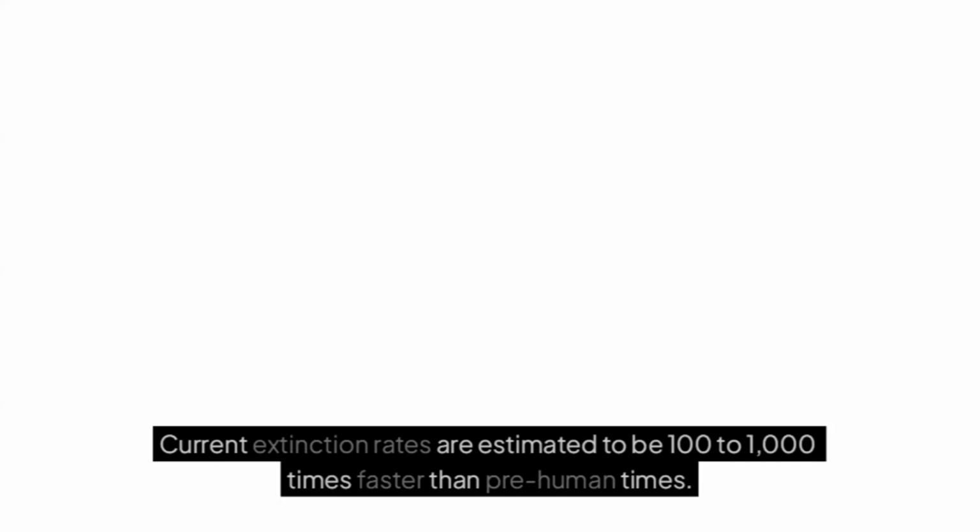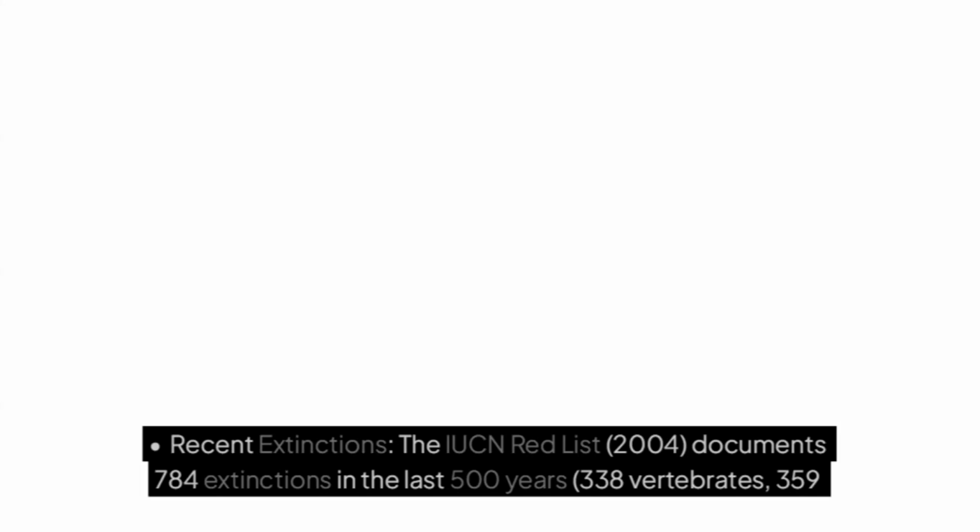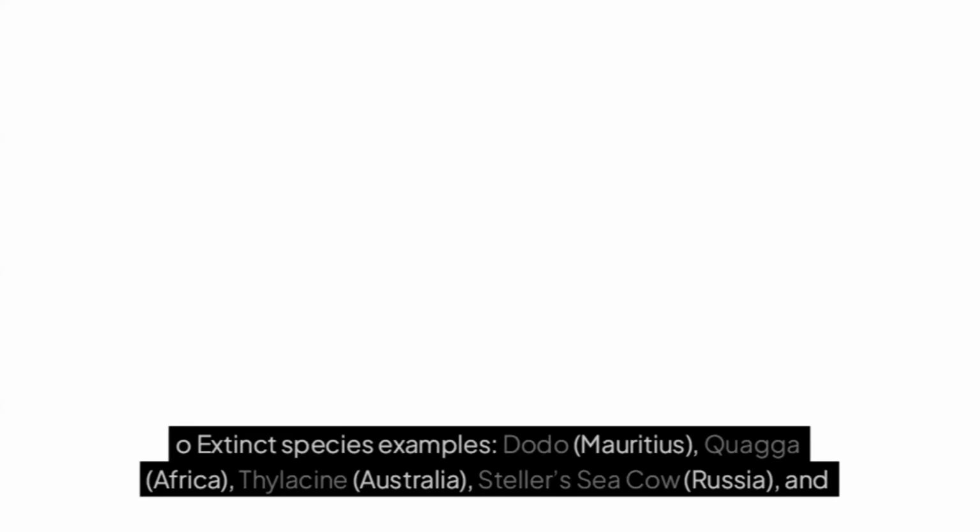Recent extinctions. The IUCN Red List, 2004, documents 784 extinctions in the last 500 years: 338 vertebrates, 359 invertebrates, 87 plants. Extinct species examples: dodo, Mauritius; quagga, Africa; thylacine, Australia; Steller's sea cow, Russia; and 3 tiger subspecies: Bali, Javan, Caspian.